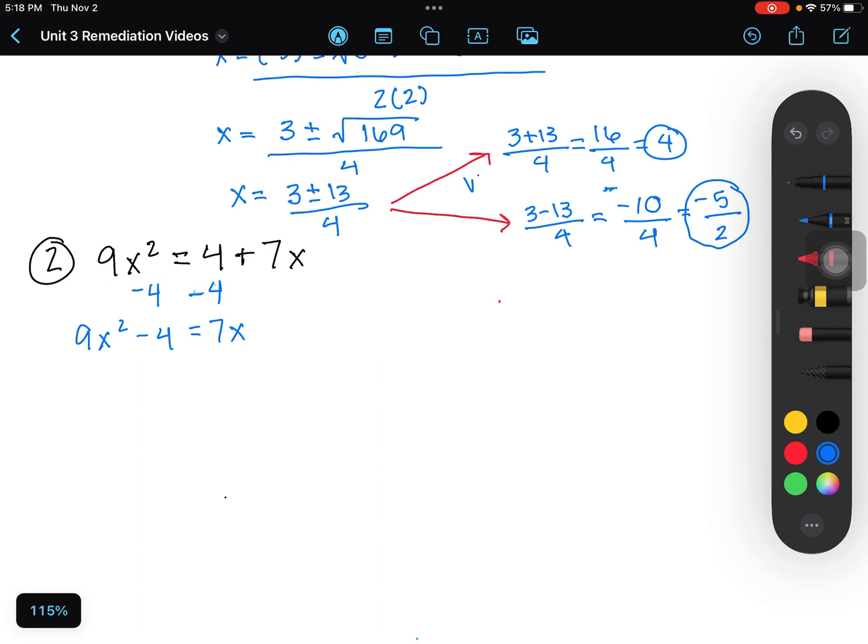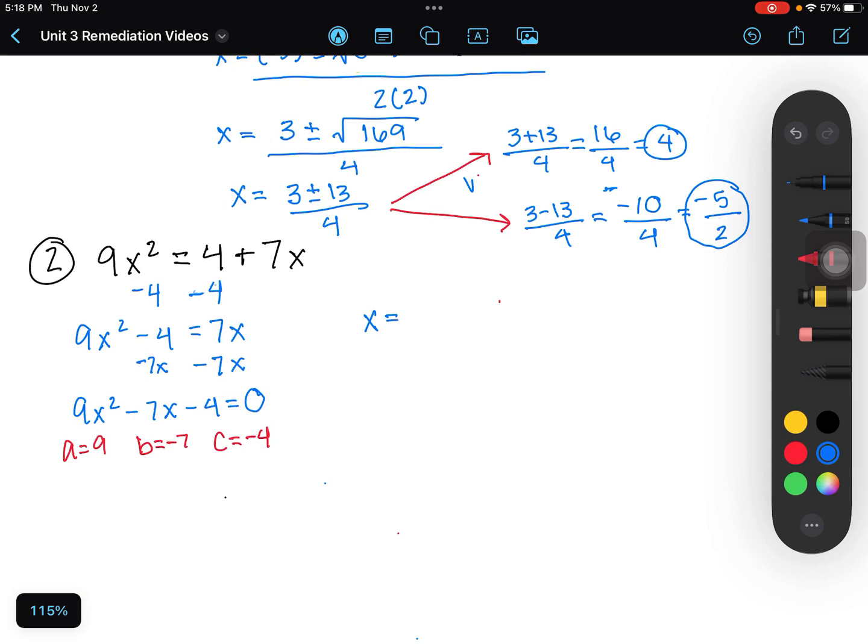Remember, we can't combine non-like terms. And then same here, I'm going to subtract 7x from both sides. I get 9x squared minus 7x minus 4. Again, because of those like terms. And I'm going to go ahead and list my a is 9, b is negative 7, c is negative 4. And then we'll plug it into our equation.